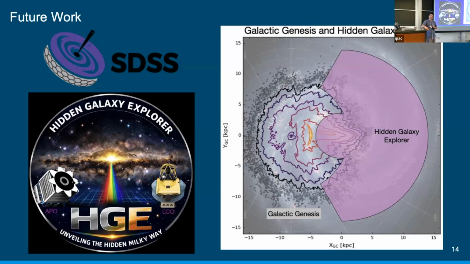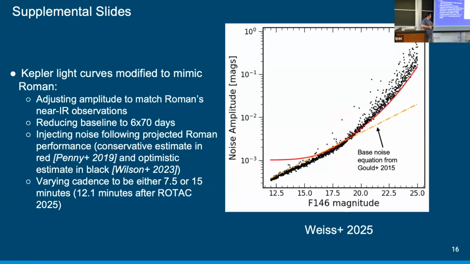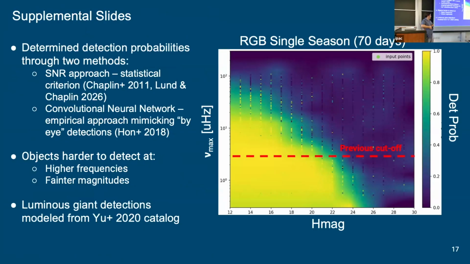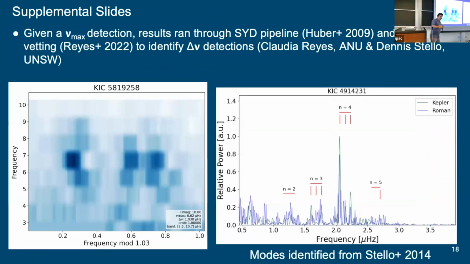Great talk, thank you. I was curious about individual mode IDs with Roman. Is it around that 30% that you mentioned for Delta Nu, or do you have any estimates on mode IDs? Right here. I'm glad you asked this, one of my supplemental slides.